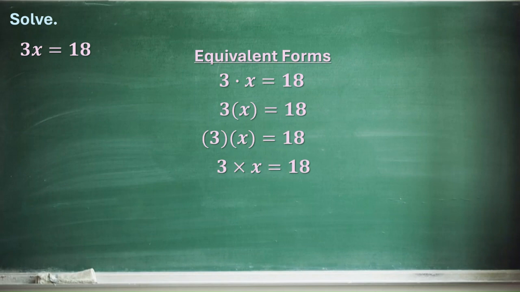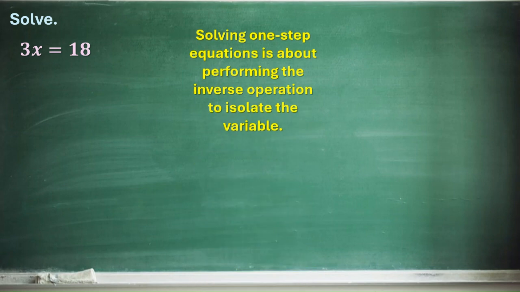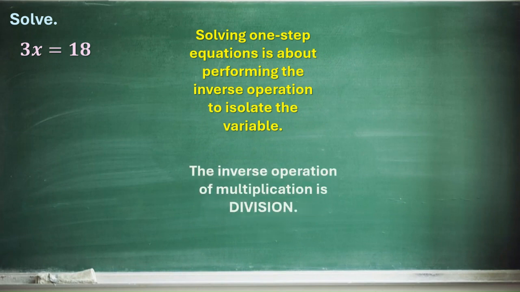You might be wondering why this is important. Well, when we are solving one-step equations, we are interested in performing the inverse operation in order to isolate the variable. What that means is if we don't know what operation, in this case multiplication, we're performing, it's hard to identify what the inverse operation is. So in this case, the inverse operation of multiplication is division. So basically, to unmultiply, we divide.